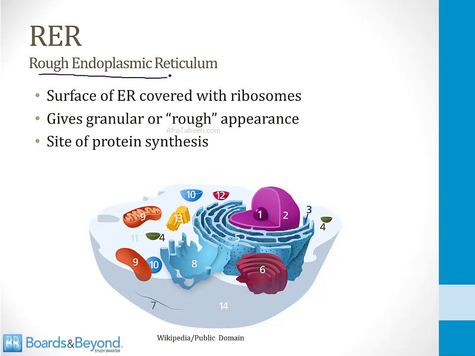On the rough endoplasmic reticulum, the surface is covered with ribosomes. This gives the surface a granular or rough appearance, hence the name rough endoplasmic reticulum. And this is the portion of the endoplasmic reticulum where proteins are synthesized, and that should make sense to you if you know that proteins are synthesized on ribosomes.